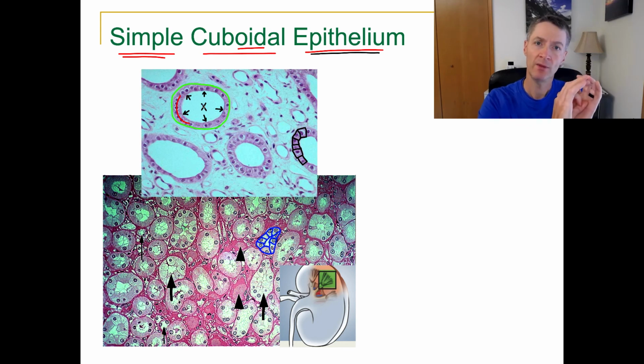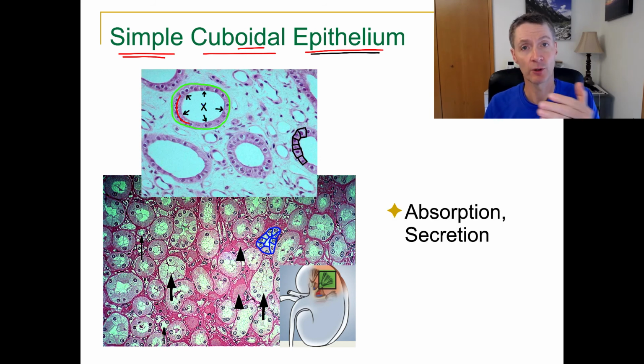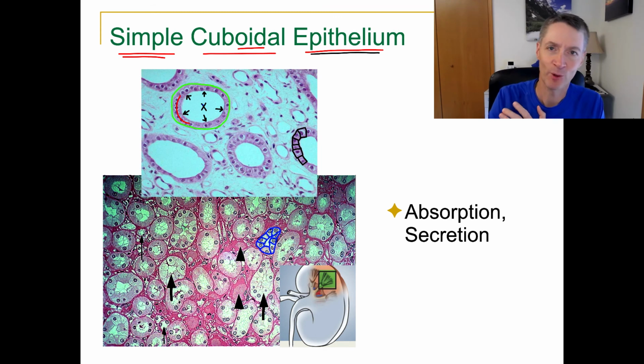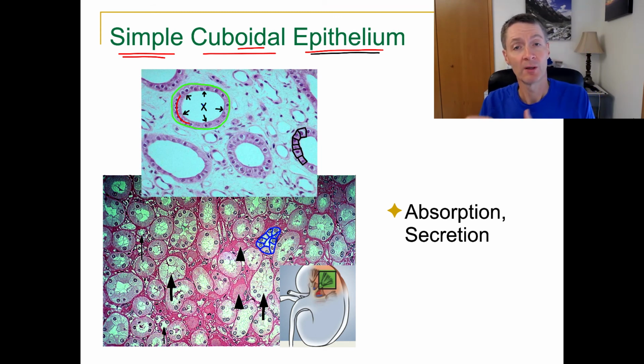If you were to extend this circle to another circle coming towards you out of the screen of your computer, and going into the screen, you would find that that's a little tube inside there. And these millions of little tubes are what are helping to filter your blood. So there's a lot of absorption and secretion going on. We absorb things out of these tubes that we don't want to lose as urine, and we secrete things into these tubes that we do want to lose, like waste products.